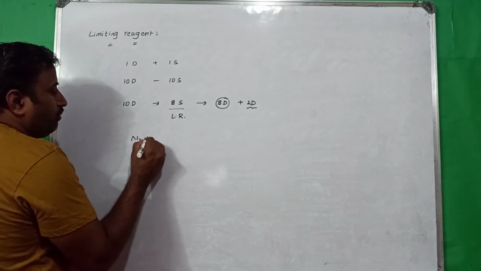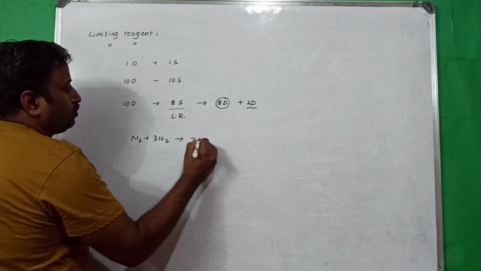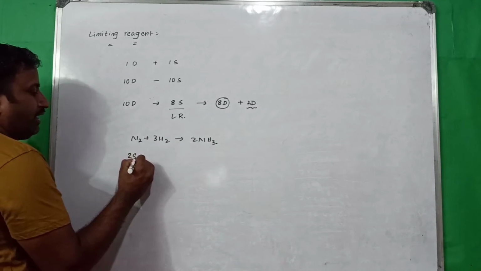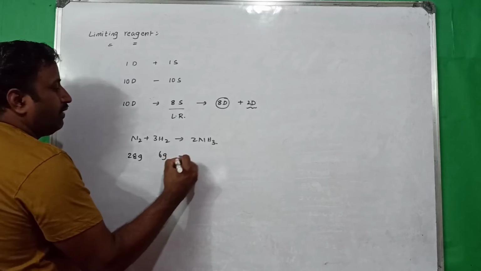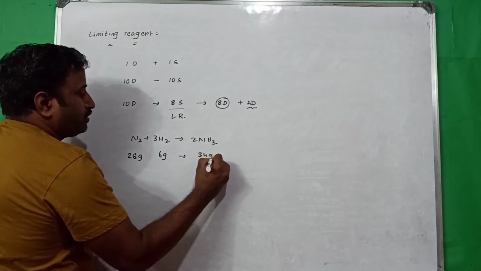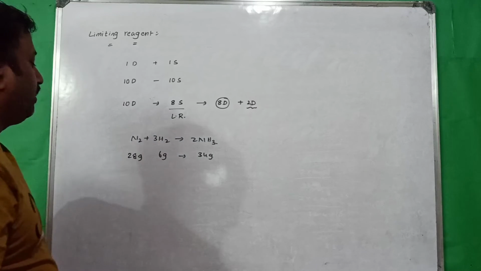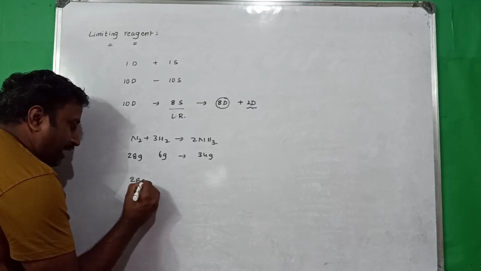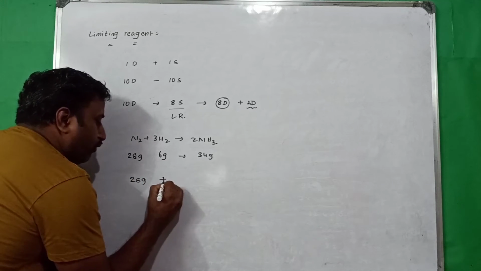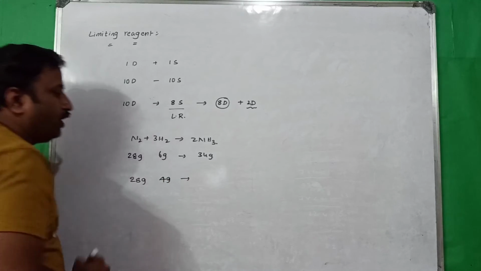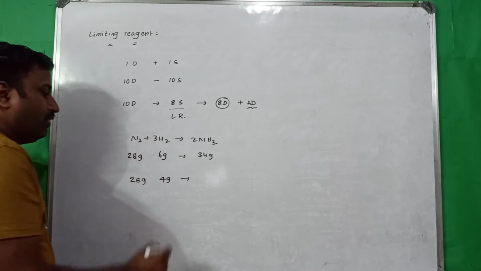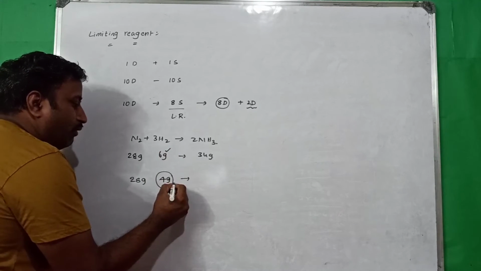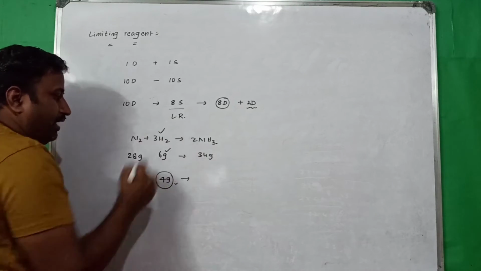We have N2 plus 3H2 gives rise to 2NH3. Here N2 weighs 28 grams, H2 6 grams, then it will give 34 grams of ammonia, 2 into 17. Here, in case you take 28 grams of nitrogen and you took only 4 grams of hydrogen, then who is the limiting reagent? The one which is less in quantity compared to what is required. Actually it requires 6 grams, but we have only 4 grams. So hydrogen is the limiting reagent.